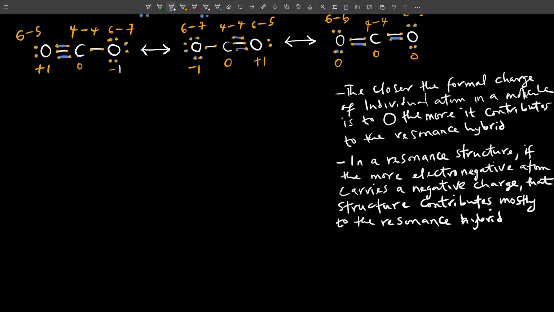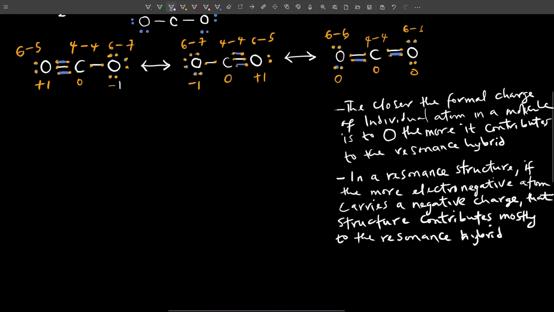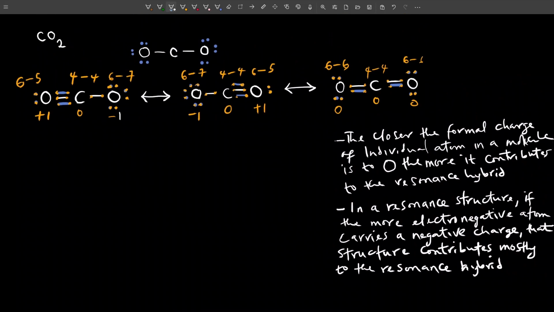Okay, so let's look at the first rule. The first rule says, again, the closer the formal charge is to 0, the more it contributes to the resonance hybrid. So let's take a look at this CO2 molecule. Look at the formal charges: plus 1, 0, minus 1. They're close to 0, that's quite all right. Minus 1, 0, plus 1. They're also close to 0, like a tie. These two are like a tie. But look at this here. What do you see? 0, 0, 0.